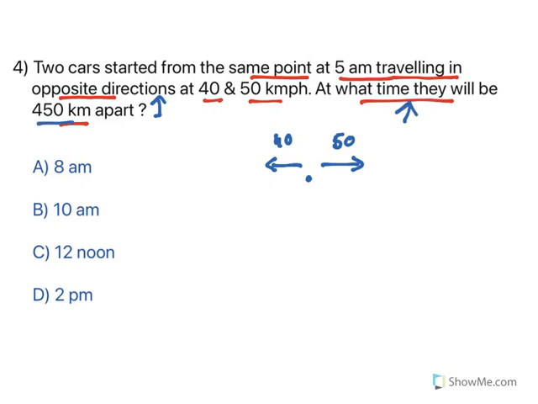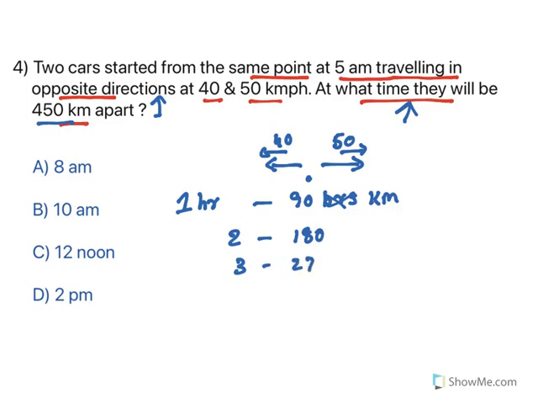Now you need to understand this thing. After 1 hour, what happens? This is moving 40 kilometers and this is moving 50 kilometers. So what is the distance between them? For 1 hour it is 90 kilometers. What about 2 hours? It becomes 180. What about 3? It becomes 270 kilometers. What about 4? 360 kilometers. What about 5 hours? It becomes 450 kilometers.